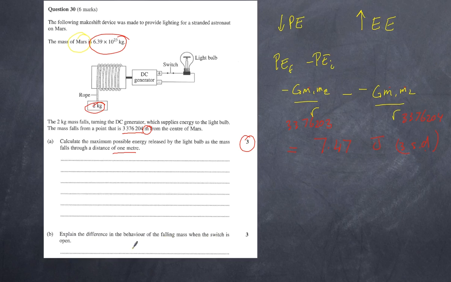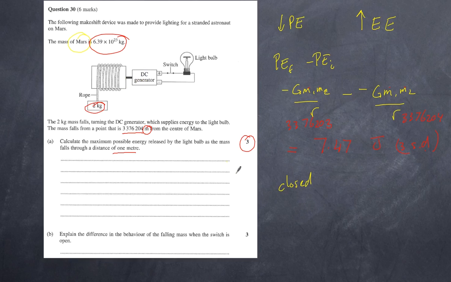The last part is explain the difference in the behavior of the falling mass when the switch is open. So that begs the question, what's the behavior if the switch is closed? Well, if it's closed, you're getting a current in here. And so what's happening is this mass is falling, and you normally say it's accelerating, but it can't accelerate because the faster it turns, the more retardation we're going to get because of Lenz's law. You're going to get a current developing in the generator over here, which causes this not to spin at an accelerating rate.